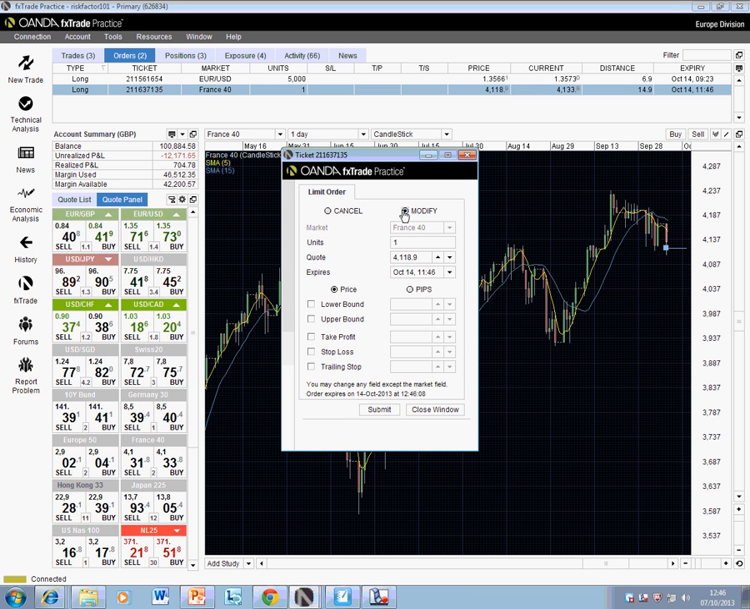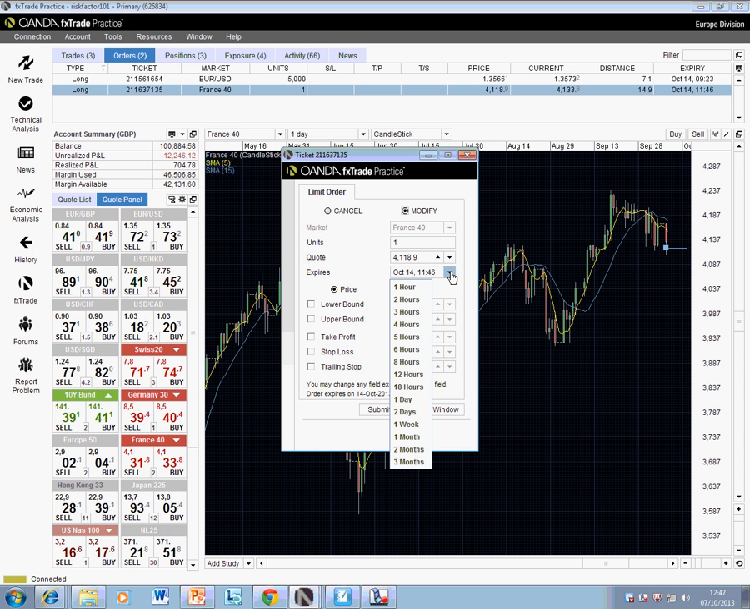Now, the thing with the limit order is you need to tell when it should expire. So that's an order you place, but an order has an expiration date. So how long are you going to wait till the price hits the price you want to buy at? Are you going to wait for 1 hour, 2 hours, 1 month, 2 months, 3 months? You need to specify that. Okay? So that's the difference between a market order and a limit order.